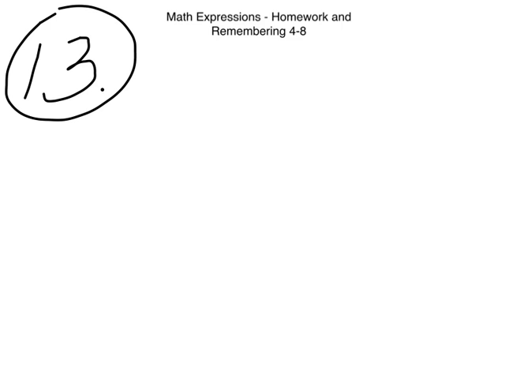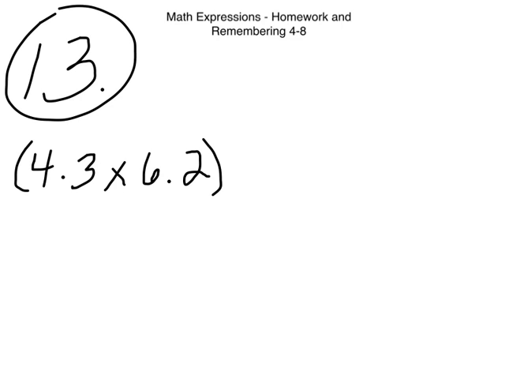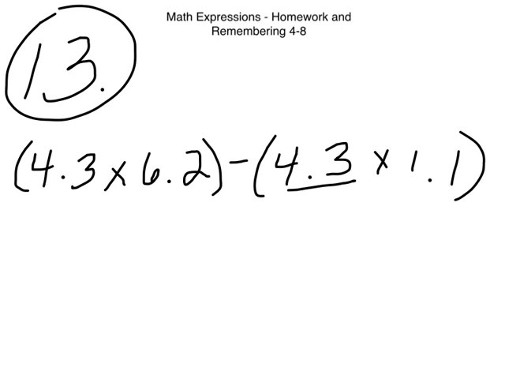But I do want to talk about number 13 because this one seems to be difficult for some of us to understand. It says complete and then name the property being used. So it says 4.3 times 6.2 minus 4.3, and this is your answer, that's the fill in the blank, times 1.1. And they're saying all of that is equal to this next line.